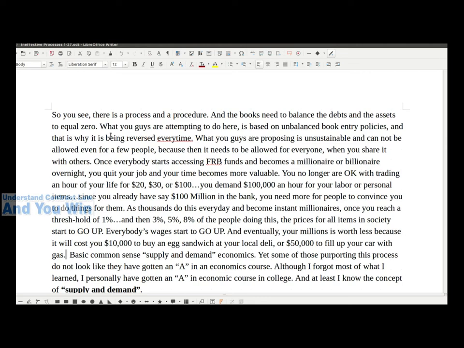And they all get reviewed and reversed. Once everybody starts accessing FRB funds on an unbalanced book system and becomes a millionaire or billionaire overnight, so let's just say this does work, right? And everybody gets to access unlimited billions of dollars of Federal Reserve Bank funds, even though you're not a bank and you're tapping into the Federal Reserve Bank, and it's not lawful anyway.